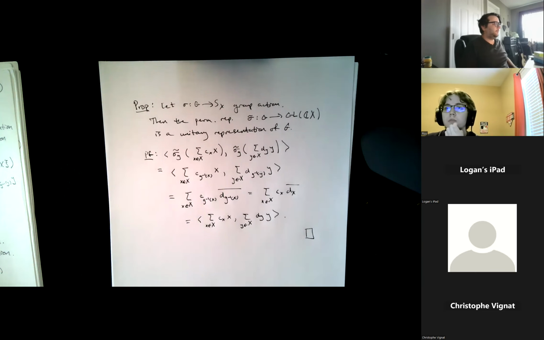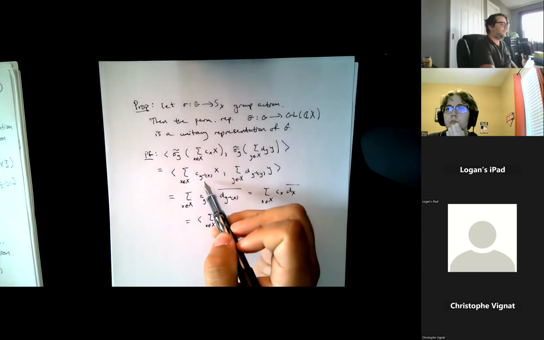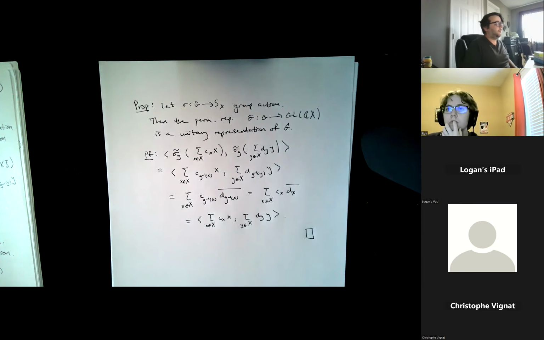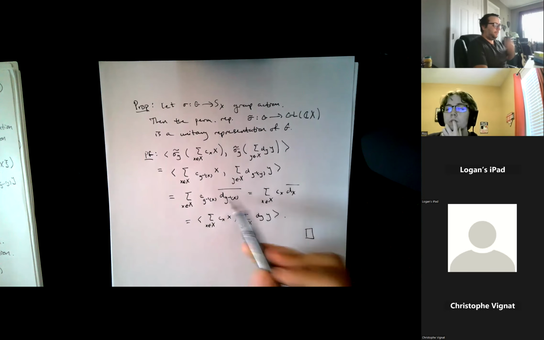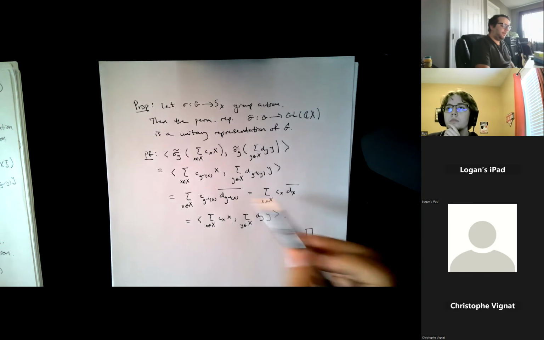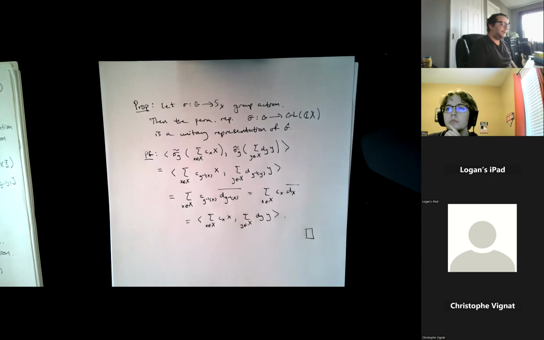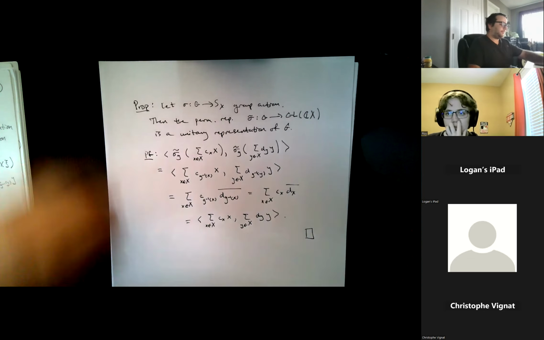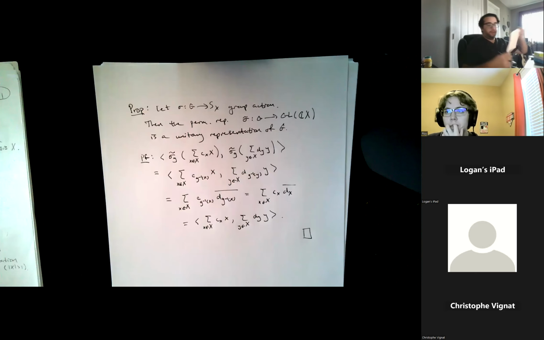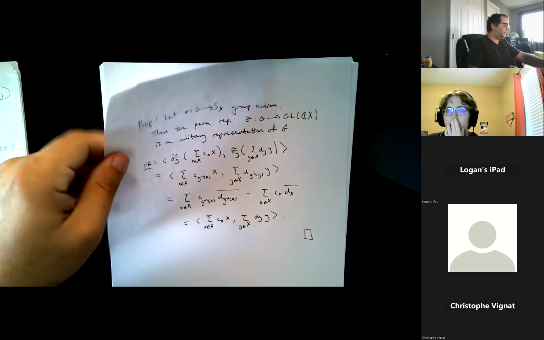Okay. So first step was the definition of the action, or of the representation. Second step, we just did the inner product. Third step was the substitution. And then finally, we recognize that as the inner product. Okay, so permutation representation, always unitary. Good.